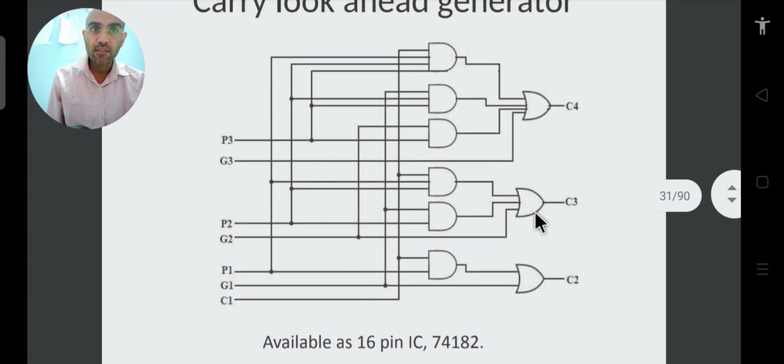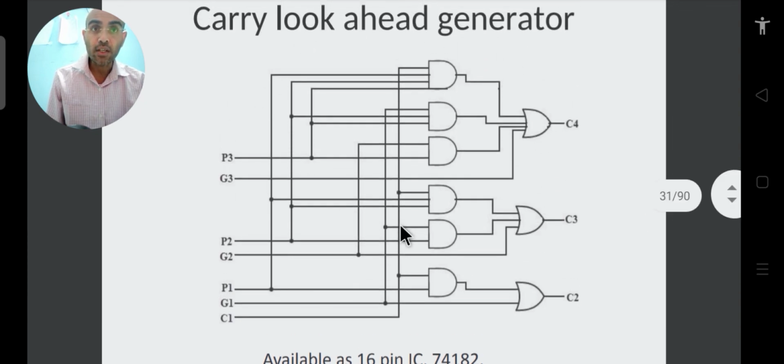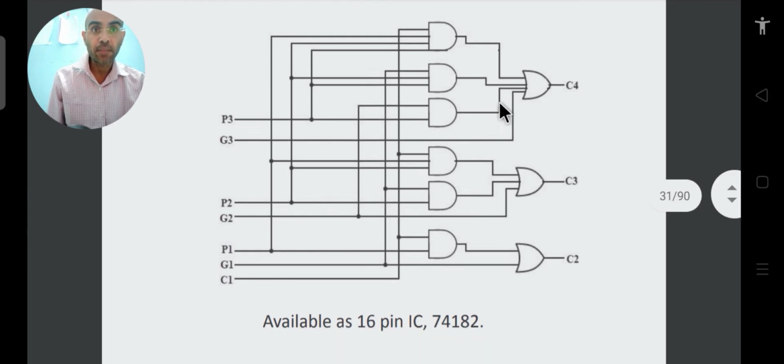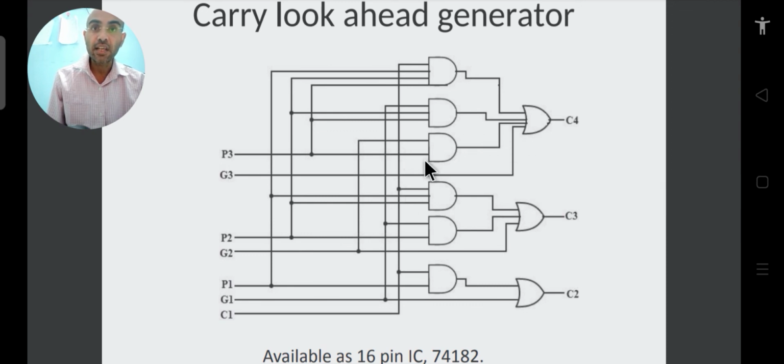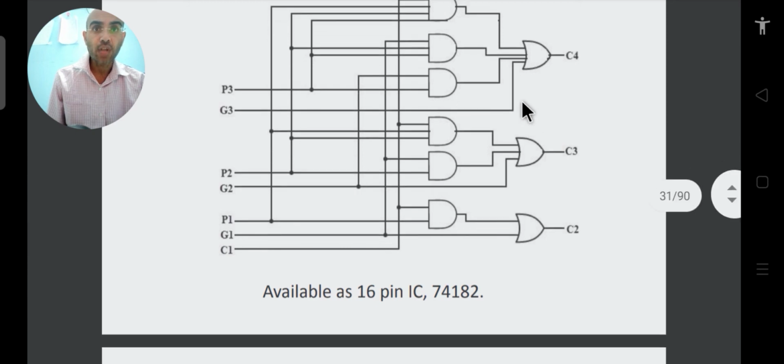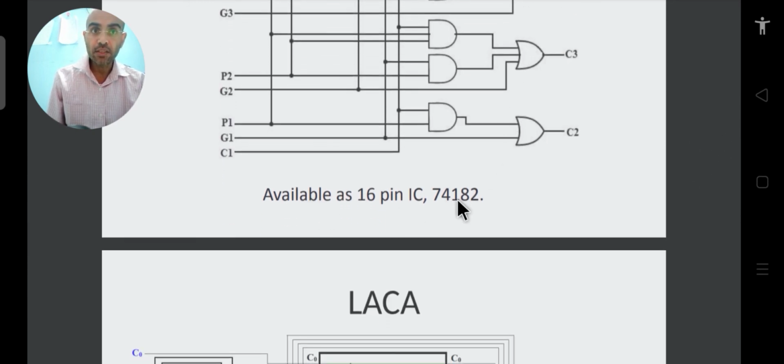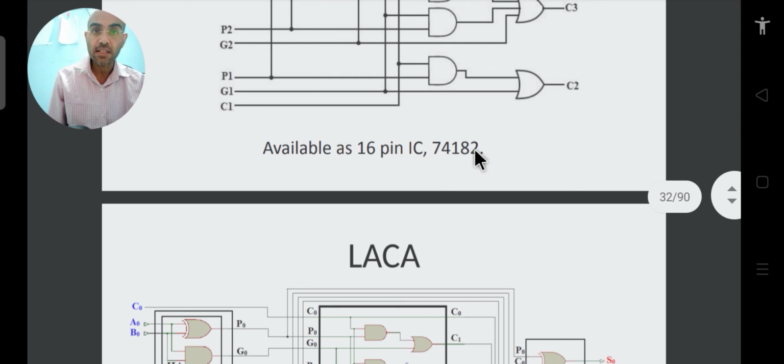But if you just consider this, then this circuit which you can see here is called the carry look ahead generator. This is the circuit which is used to reduce the propagation delay, or to overcome the particular deficiency of your parallel adder, the ripple carry adder. So this circuit overcomes the ripple carry adder problem. This is the circuit which was invented by Charles Babbage, as I have told you. It is also available as a 16-pin IC, which is 74182. People remember this: if in some viva it is asked what is the typical IC number for a carry look ahead generator, then you can very easily say that it is 74182.